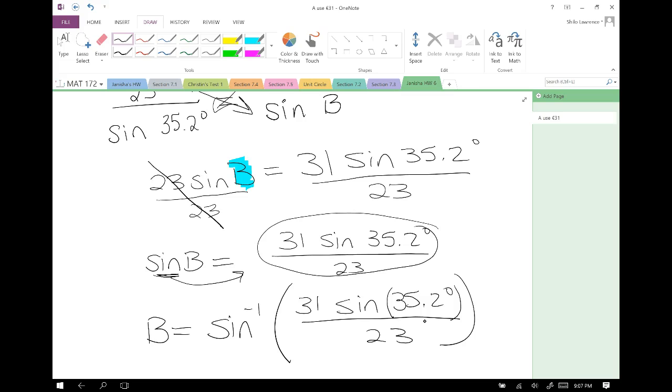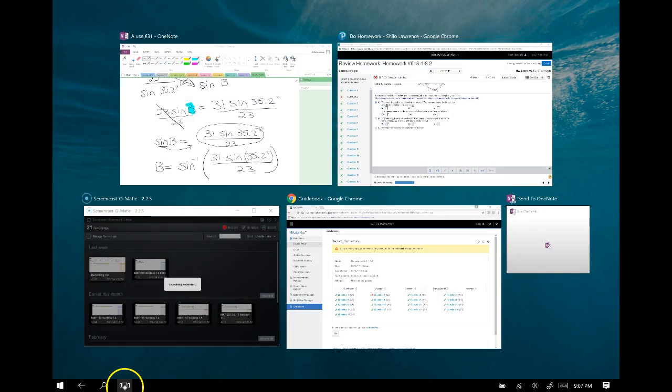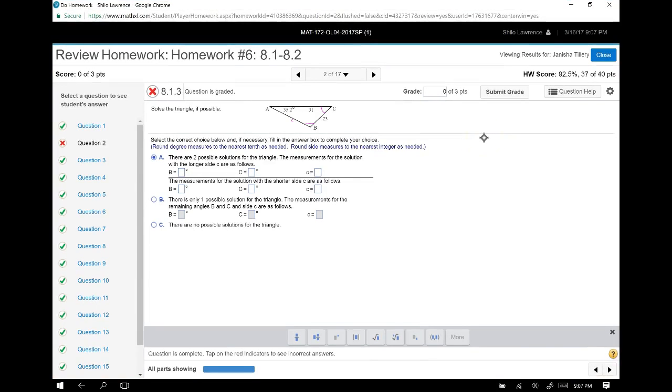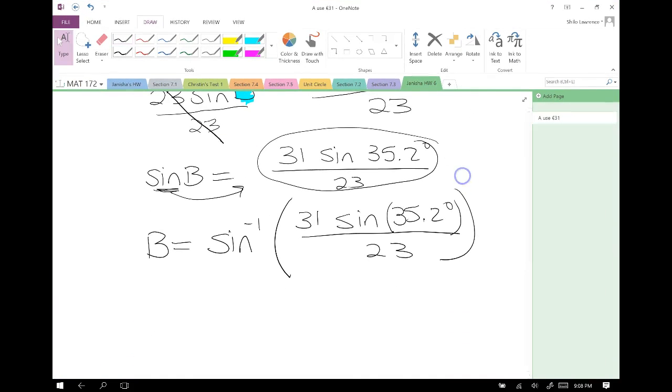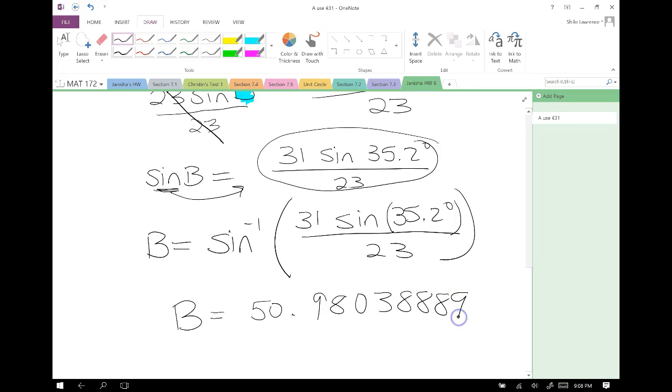So when I do this, I'm going to go back to MyLabs Plus, and they want round degree measures to the nearest tenth as needed. My calculator right now says that angle B is 50.98038889 degrees. And we need to round that to the nearest tenth.